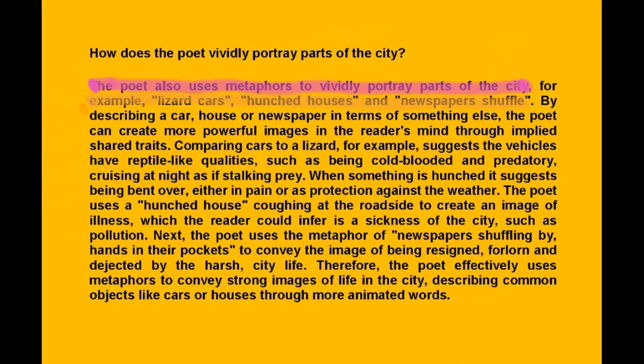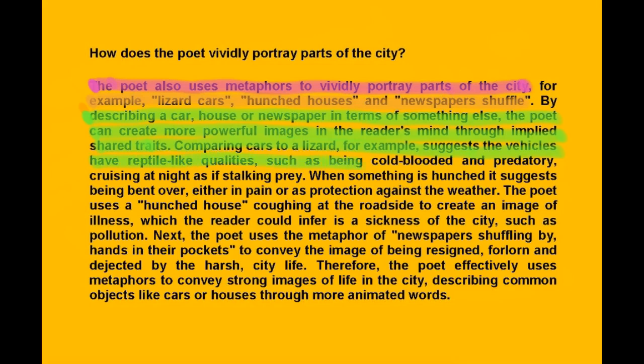And then we spend the rest of the paragraph explaining and elaborating by describing a car, a house, or a newspaper in terms of something else, i.e. a metaphor. The poet can create more powerful images in the reader's mind through implied shared traits. So comparing cars to a lizard, for example, suggests the vehicles have reptile-like qualities, such as being cold-blooded and predatory, cruising at night as if stalking prey.